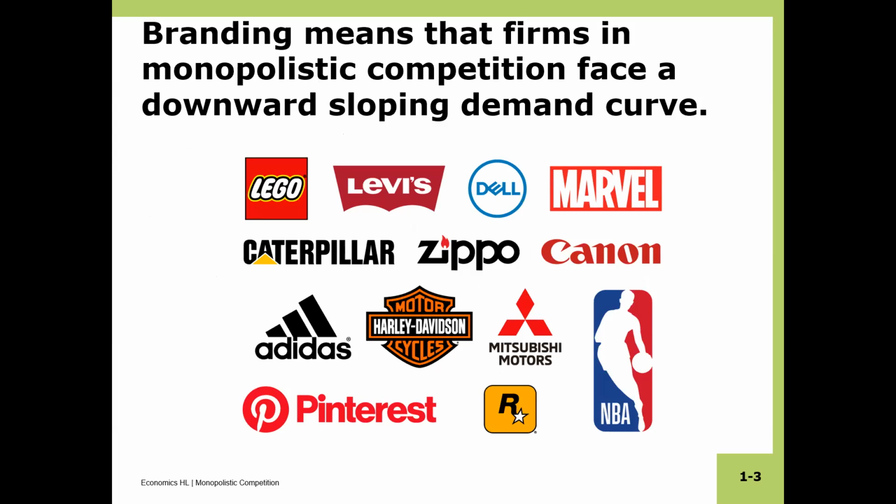Branding means that firms in monopolistic competition face a downward sloping demand curve. This is really important because the branding gives these firms some market power. It gives their product a bit of distinction, and because of this, they face a downward sloping demand curve.